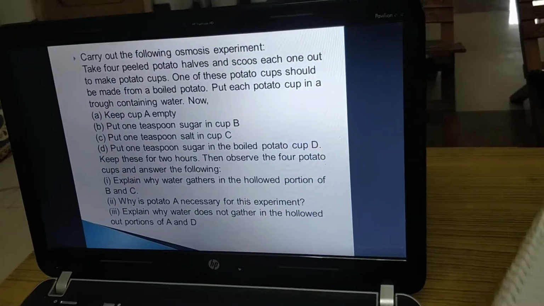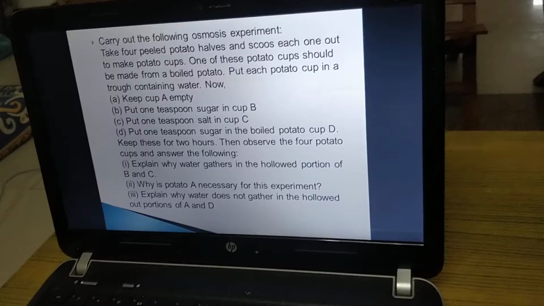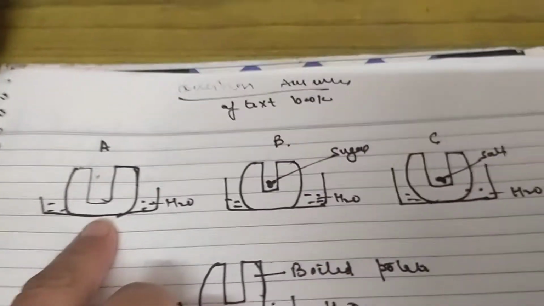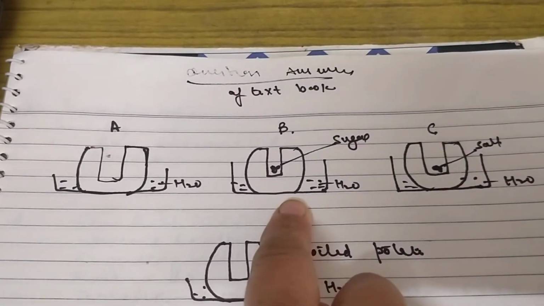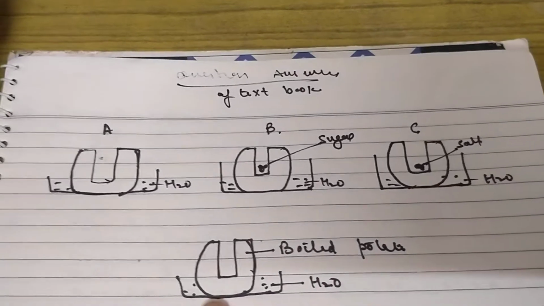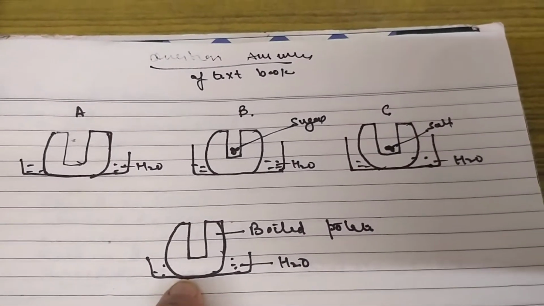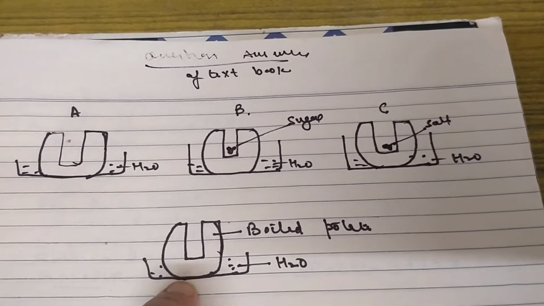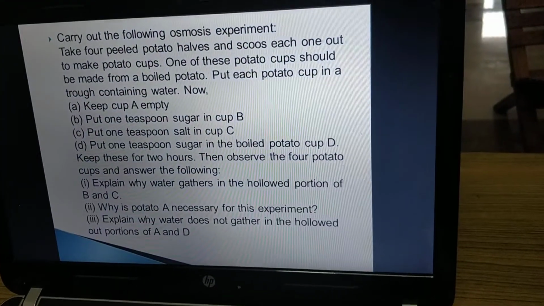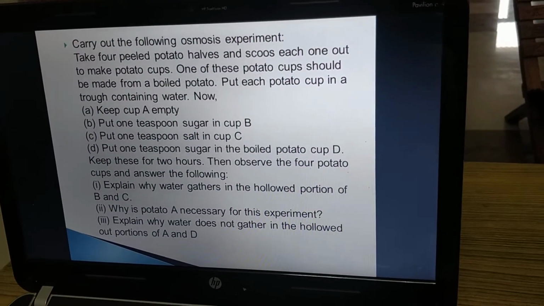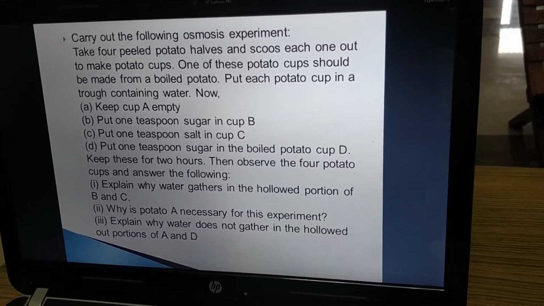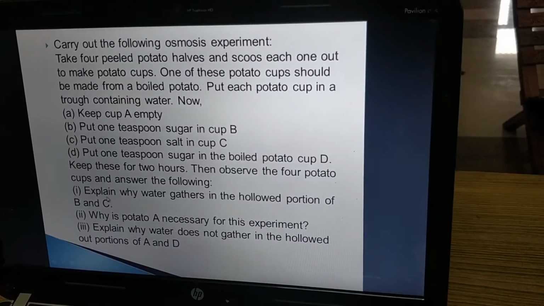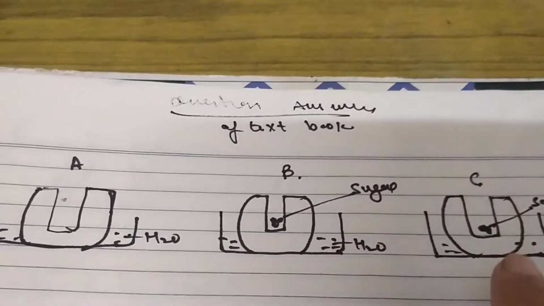Now the reasons. This is your textbook question, and I have shown it with the diagram also. See, this is A, empty; B with the sugar; C with the salt; and D with the boiled potato. Keep cup A empty. Why does water gather in the hollowed portion of B and C? The first question is, explain why water gathers in the hollowed portion of B and C. So here you see that water comes only in B and C.